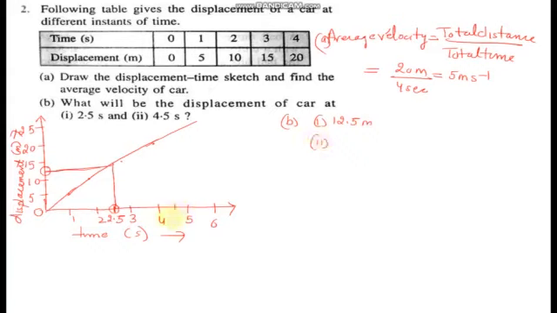Next part is when time is 4.5 seconds. 4.5 seconds is here. I will make a vertical line. Where it touches the graph, from there we will make a straight horizontal line. It will be like this. Now if this is the midpoint, then this is also the midpoint between 20 and 25. What is the midpoint between 20 and 25? That is 22.5 meter. So from the displacement sketch we have the times, and from the graph we have to obtain the values. This much we have to write.